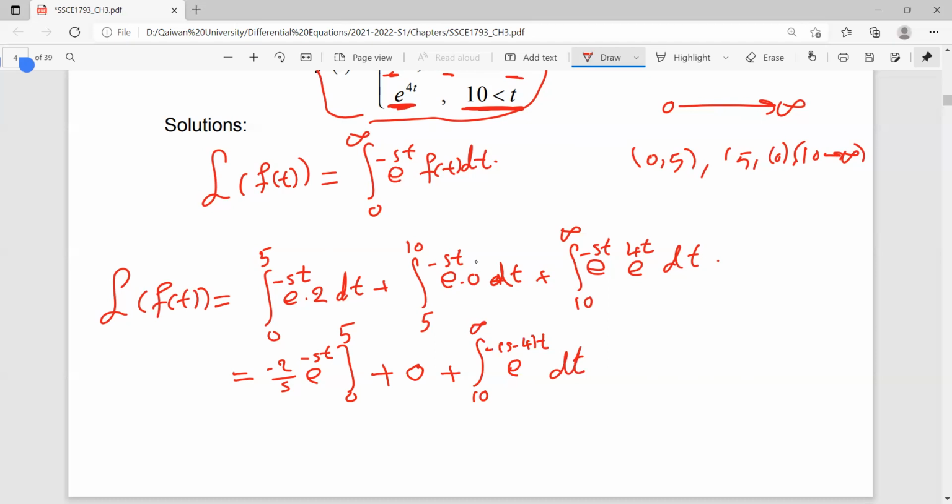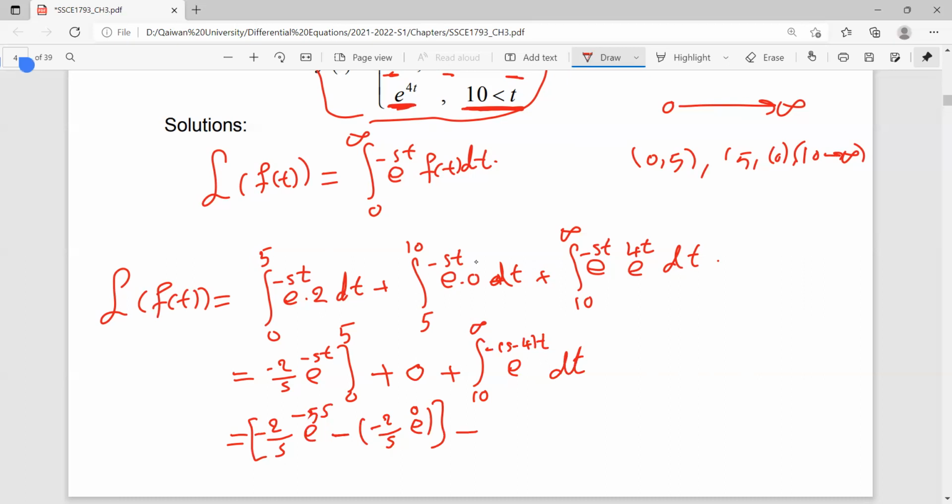For the first part, we replace t by 5, then t by 0. If we replace t by 5, we get minus 2 over s e to the power minus 5s, minus minus 2 over s e to the power 0. This is for the first part. The second part is 0. And the third part, now we take its integration. The integration of the third part: plus becomes minus.